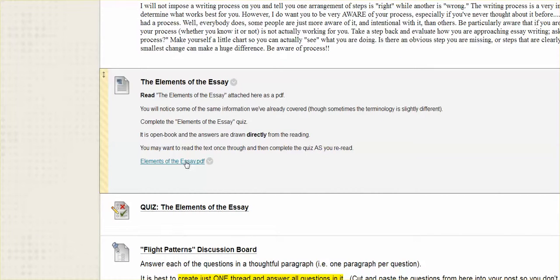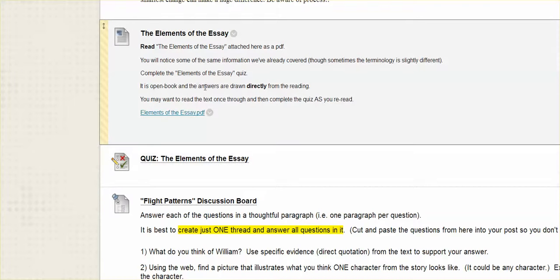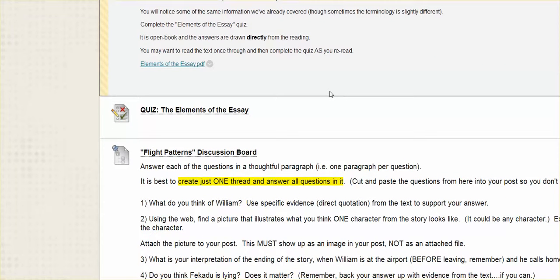There's another quick quiz here connected to this elements of the essay reading. Again, kind of looking at examples or thinking about how essays work. Again, open book, right? Nothing supposed to be super challenging here, just having you work through the material. So again, when the points really matter, you can do it successfully.